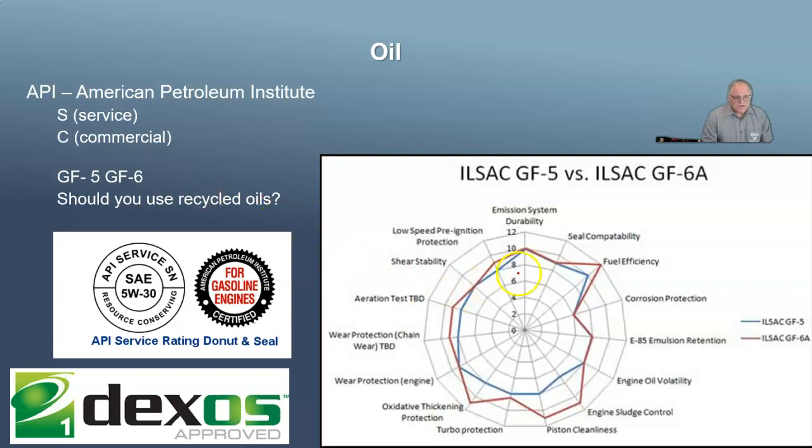I did find this chart right here. What you're looking at, the blue line, is the protection of the GF5. The red line is showing you the improvement of the GF6. They also broke the GF6 into a 6A and a 6B category. Here's the emission system durability. So again, protecting the catalytic converter, the GF6 stayed the same. So I'm guessing that the new SP standard is the same, 800 parts per million.